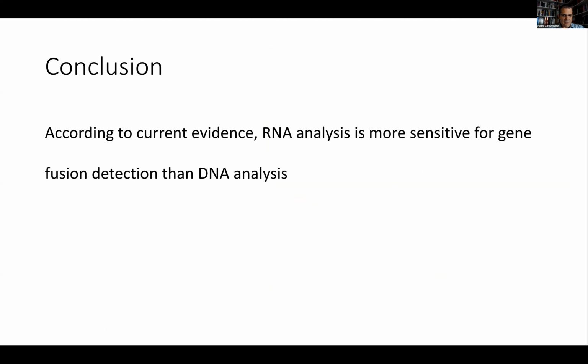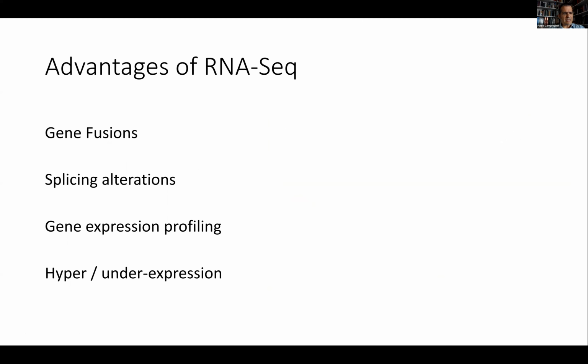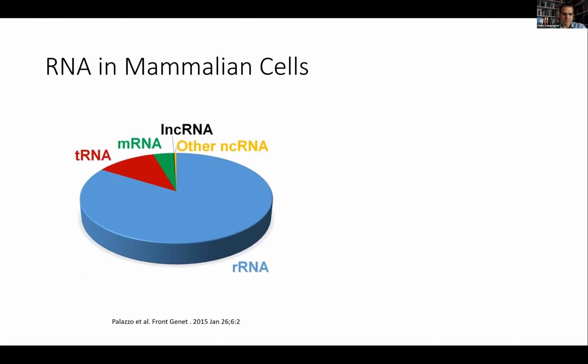So according to current evidence, RNA analysis is more sensitive for gene fusion detection than DNA analysis. So the best nucleic acid to study is RNA when we're interested in gene fusion. And studying RNA, we have other advantages. Other than the fusions, we can find splicing alterations by itself, right? Different than finding the splicing mutation in the DNA, you can see the splice event by itself. We also have the potential to explore gene expression profiling for diagnosis and hyperexpression or underexpression of genes.